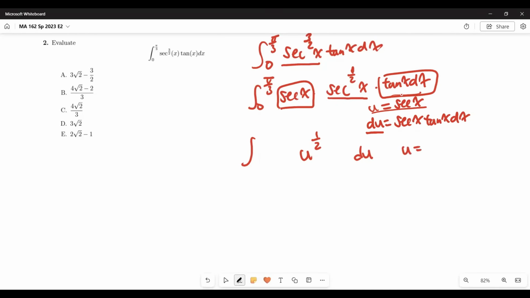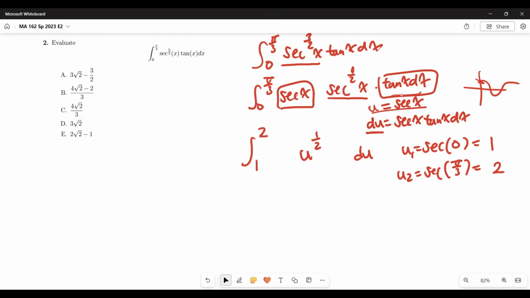So u1 equals secant 0. This becomes 1, right? Because cosine of 0 is 1, so it's just 1, right? u2 is secant pi over 3. So this value will be 2, because cosine of pi over 3 is 1 over 2. And if you flip the numerator and the denominator, it becomes 2. So it's from 1 to 2. Okay, we just have to integrate it now.